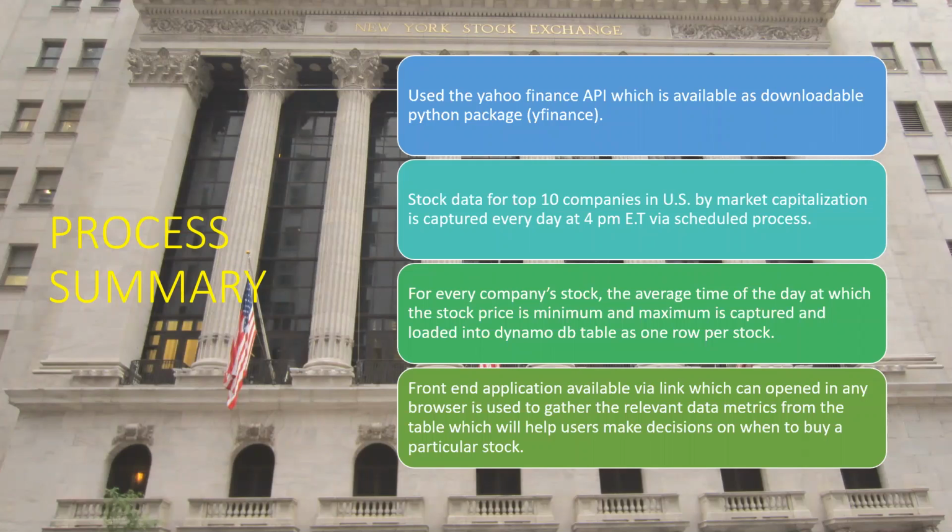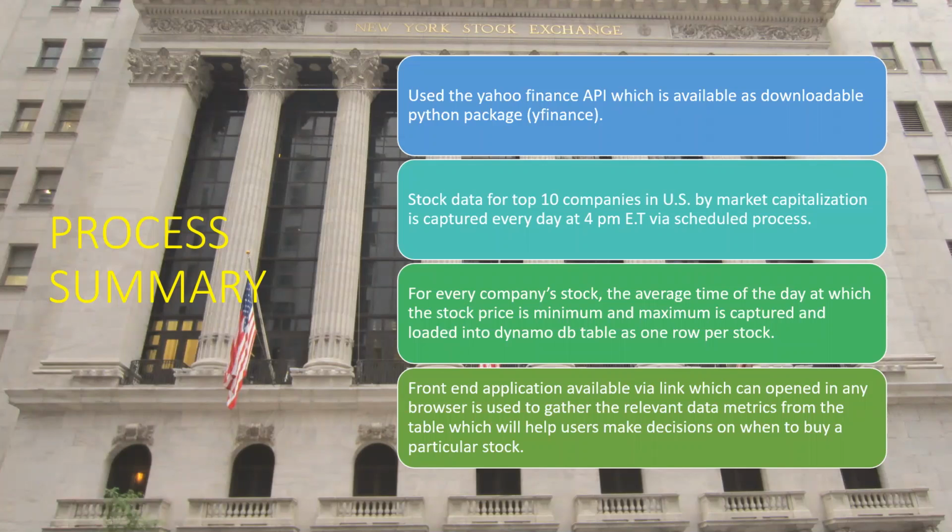There is also a calculation performed at the backend to compute the average time at which the stock price is lowest and highest, using historical price data for the rolling 7-day period. And this data is made available through a front-end application that can be accessed via web browser.